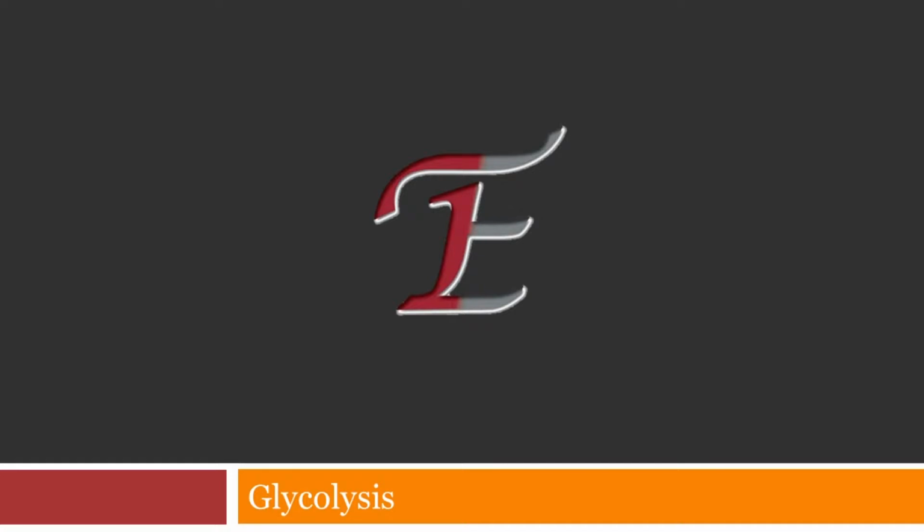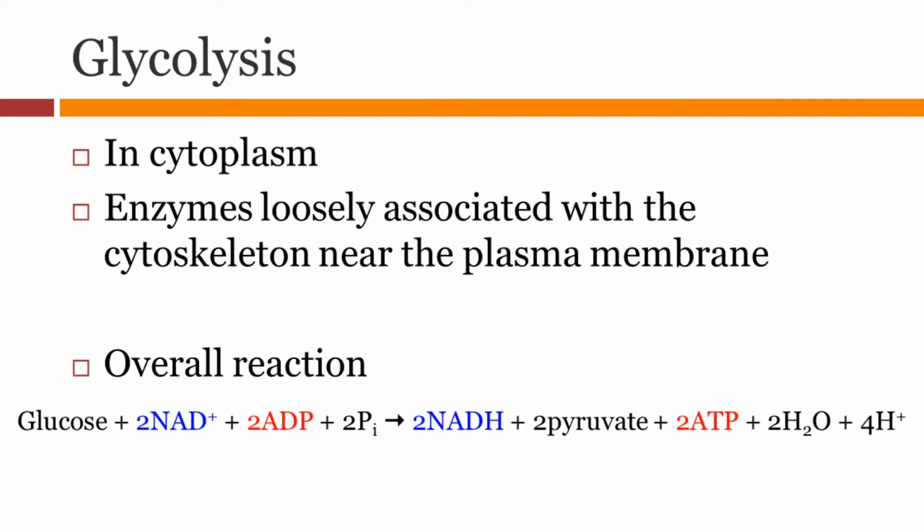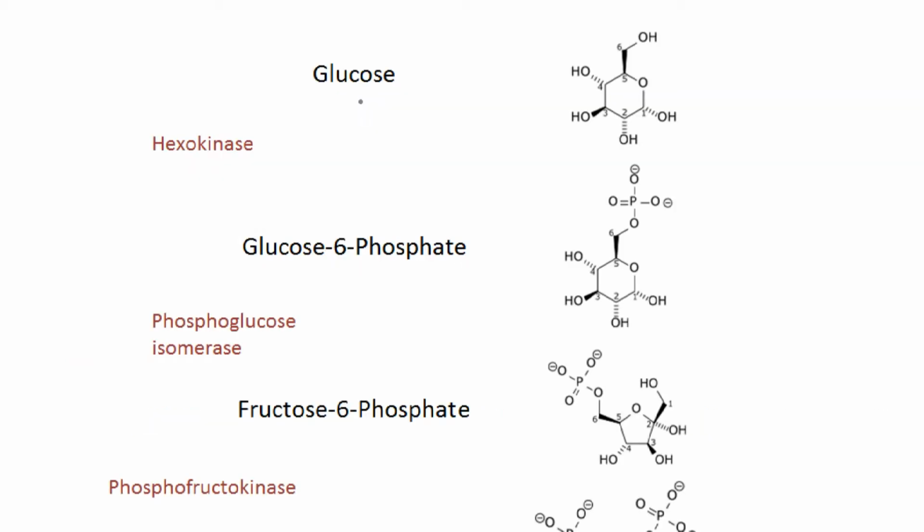Let's summarize glycolysis in a few minutes. Glycolysis happens in the cytoplasm. It is facilitated by enzymes which are loosely associated with the cytoskeleton near the plasma membrane. Here is the overall reaction. You produce 2 ATP and 2 NADH. You also produce 2 molecules of pyruvate, which is further broken down.